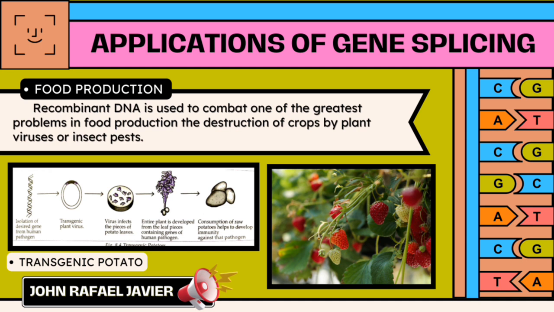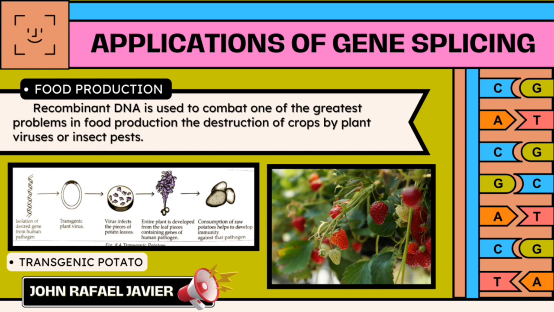Application of gene splicing. Food production. Recombinant DNA is used to combat one of the greatest problems in food production, the destruction of crops by plant viruses or insect pests.